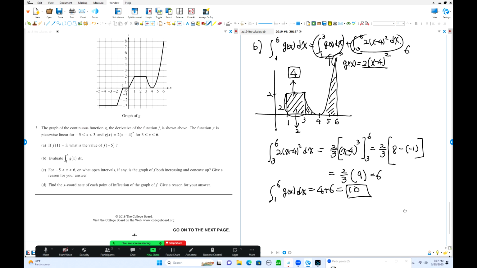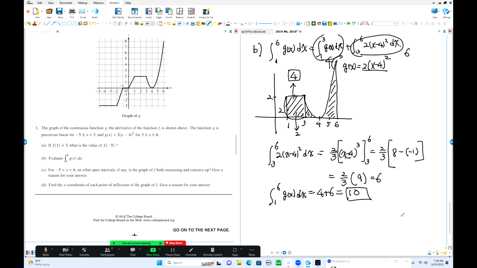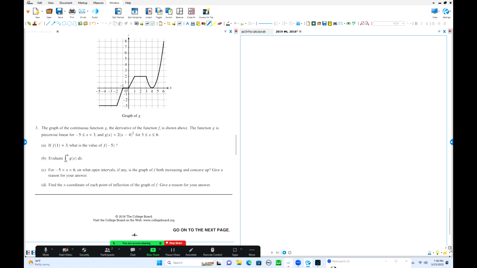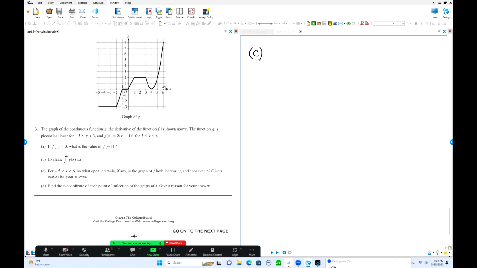Also, numbers A and B are okay, right? You can do that using the formula of the area. All right, number C. For this interval, negative 5 up to 6, from here to here, so x equals negative 5 and 6 only.